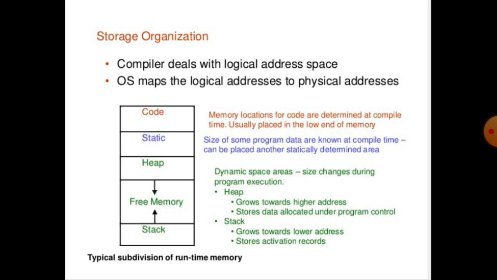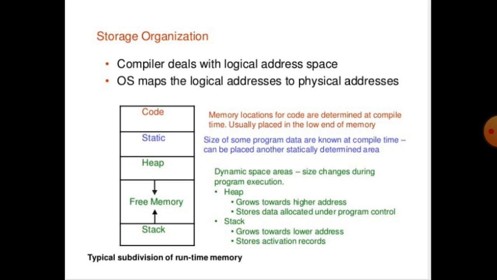Compilers deal with the logical address space. The management and organization of this logical address space is shared between the compiler, operating system, and target machine. The operating system maps the logical address to physical address. And the runtime memory is divided into some blocks which are called static, heap, free memory, and stack.